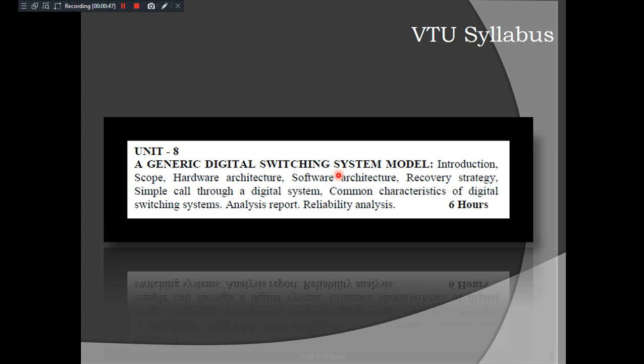So today we can see what could be the scope of this generic DSS model, like hardware or software architecture. Most importantly, we will have to study the recovery strategy and simple call through the DSS and analysis report. These are some important parts we are going to cover here. So let us see one by one.